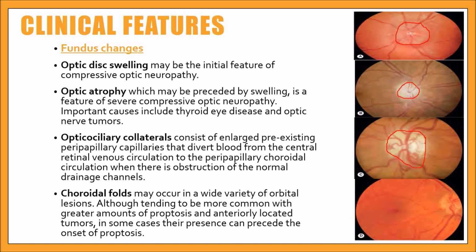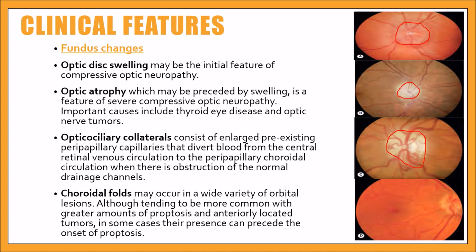The collaterals may be associated with any orbital or optic nerve tumor that compresses the intraorbital optic nerve and impairs blood flow through the central retinal vein. The most common tumor associated with shunts is an optic nerve sheath meningioma, but they may also occur with optic nerve glioma, central retinal vein occlusion, idiopathic intracranial hypertension, and glaucoma.